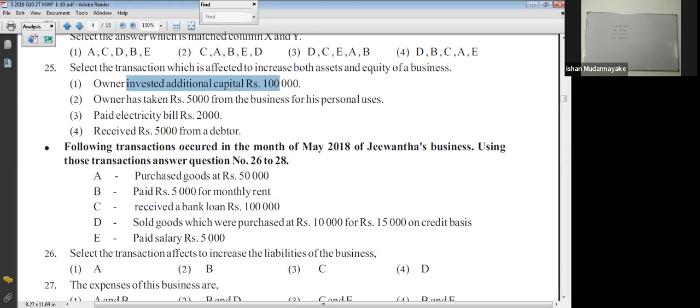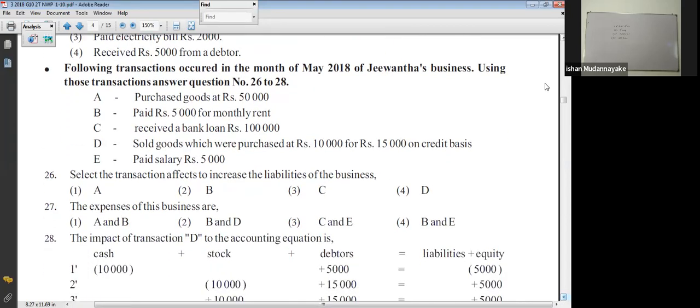Fine. The question 25 answer is the third one? No, question 25 is the first one. Question 26, the answer is the third one. Right, then we will move on to question 26. Third one.